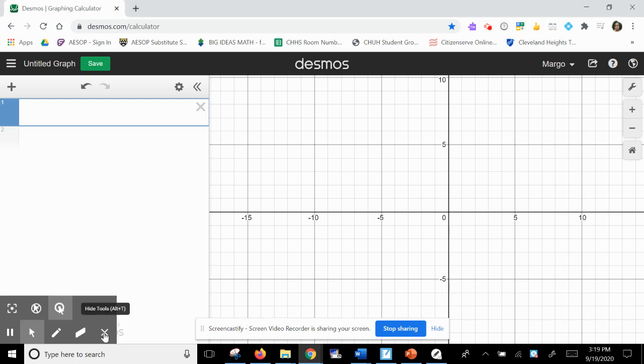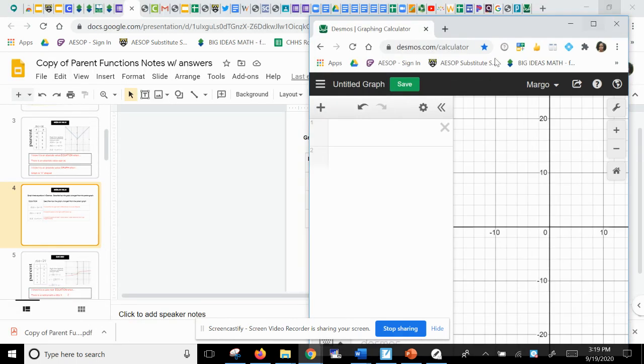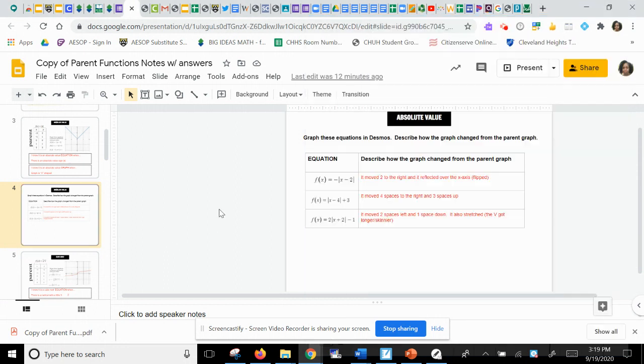Hi class, I am going to show you how to use Desmos to put equations in.